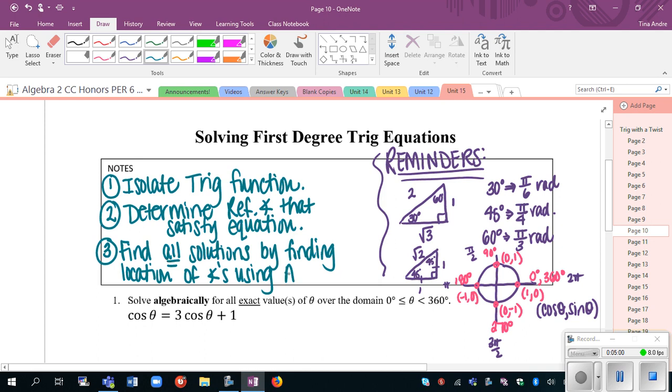So I'm going to write the ASTC. Remember, this stands for all students take calculus, the acronym we use to remember it. But what it really means is it tells us where each of these trig functions are positive. All trig functions are positive in the first quadrant. Sine and its reciprocal, cosecant, are positive in the second quadrant. Tan and cotan are positive in the third quadrant. And in the fourth quadrant, cosine and secant are positive. Every other function in those quadrants would be negative. So that's going to help us determine the location.